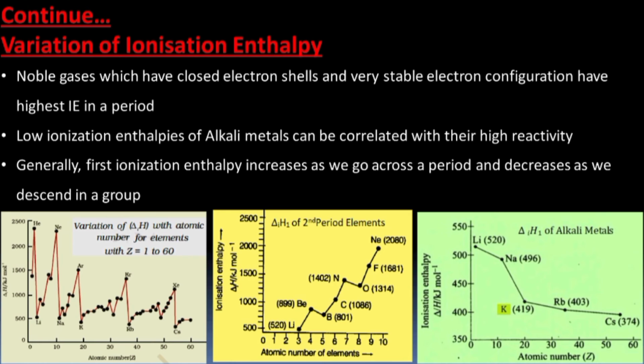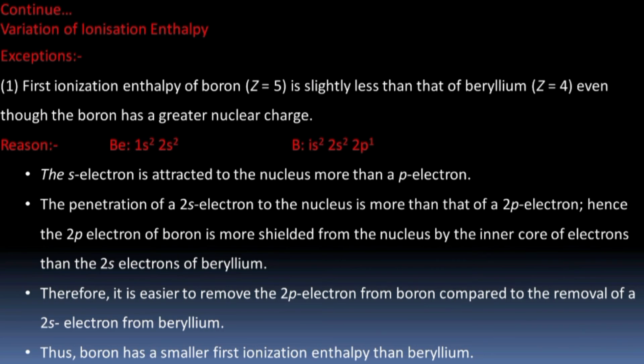In this variation of ionization energy, we have certain exceptions. First, the ionization energy of boron is slightly less than that of beryllium, even though boron has greater nuclear charge. Why is it so? The reason is electronic configuration. In beryllium, the configuration is 1s2 2s2. In boron, the configuration is 1s2 2s2 2p1. The s orbital is attracted to the nucleus more than the p electron, so the penetration of the 2s electron to the nucleus is more than that of the 2p electron.